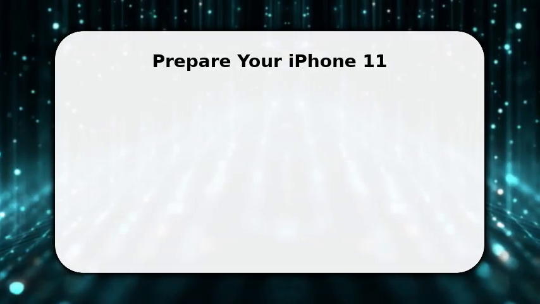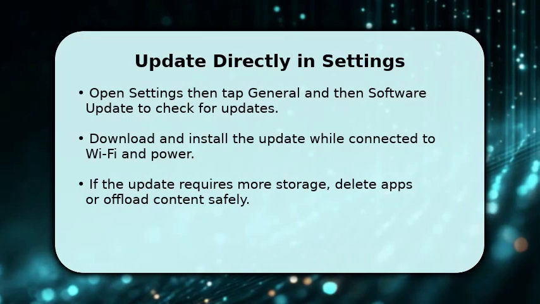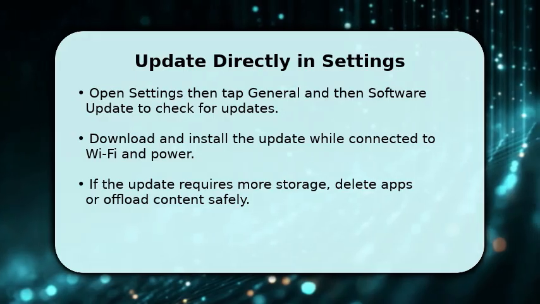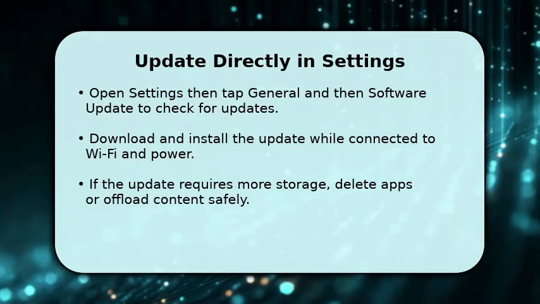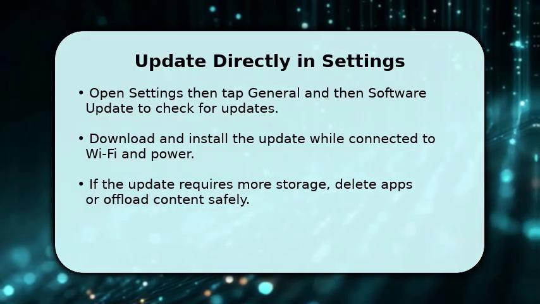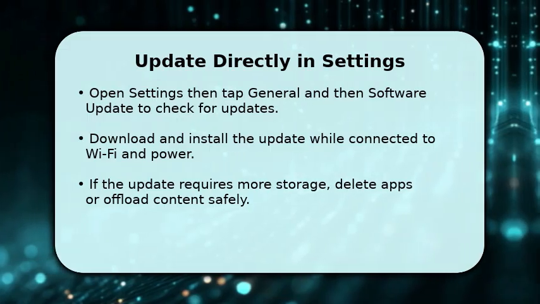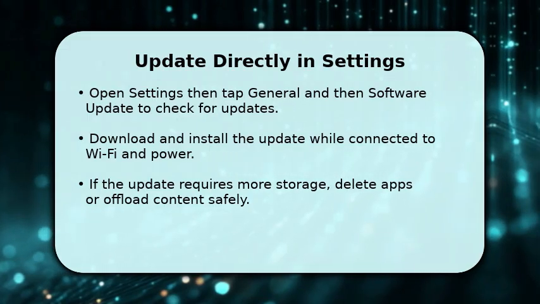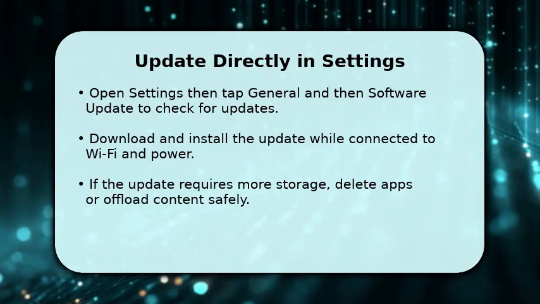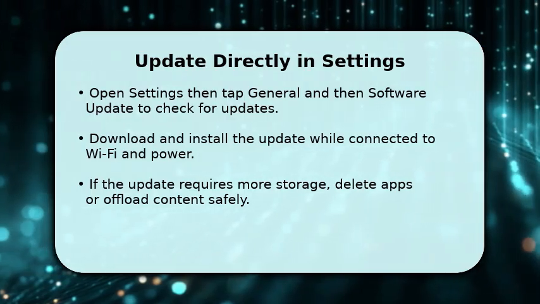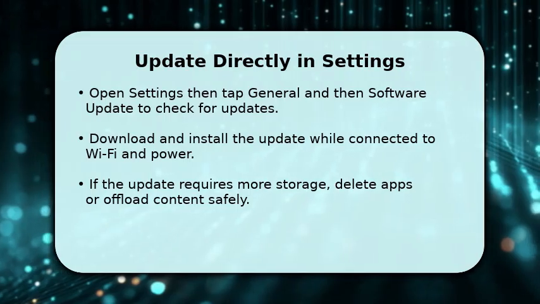Open Settings on your iPhone 11, then tap General and Software Update to check for the latest version. If an update appears, tap Download and Install while connected to Wi-Fi and to a power source. Enter your passcode when prompted and accept any terms to begin the download phase. The download may take several minutes depending on your connection.